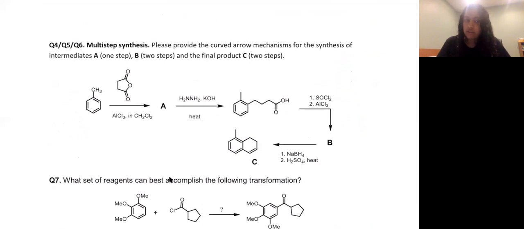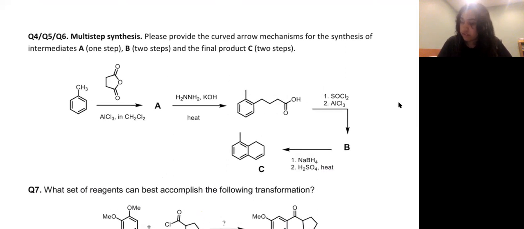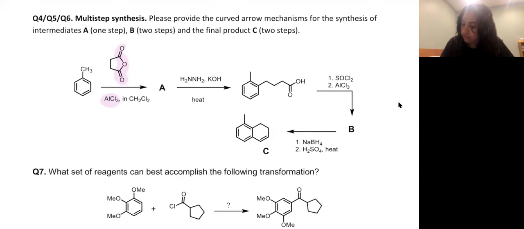So for this one, you're starting with a toluene and reacting it with an anhydride over AlCl3. This is an anhydride, and when you give it AlCl3, it basically just breaks open and you get an acylium ion. So when you see this, think of this reaction. You don't need to care about the mechanism. Just know that it breaks open and one side turns into a carboxylic acid, the other side turns into an acylium ion.